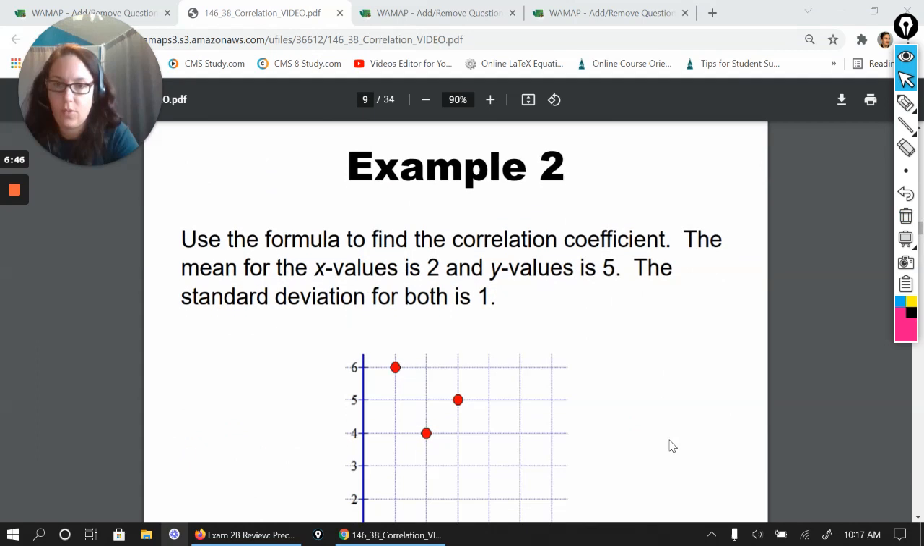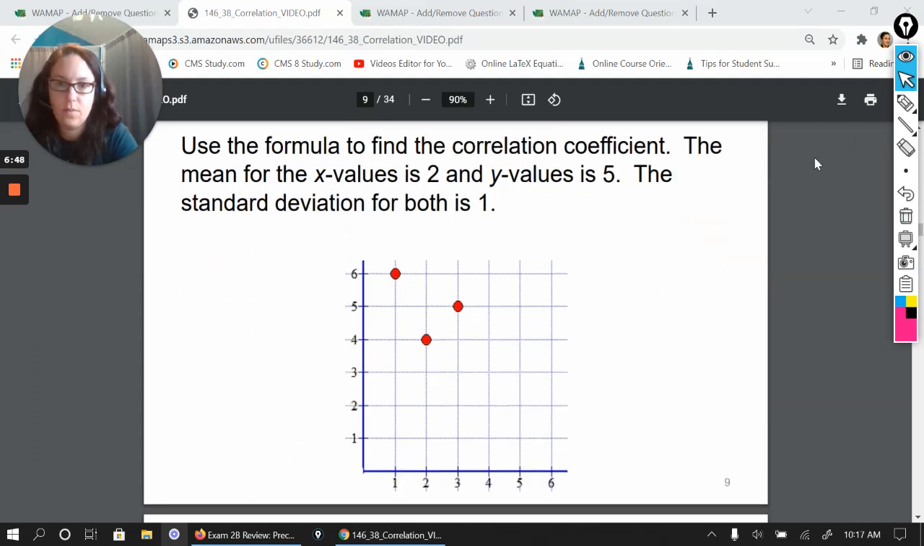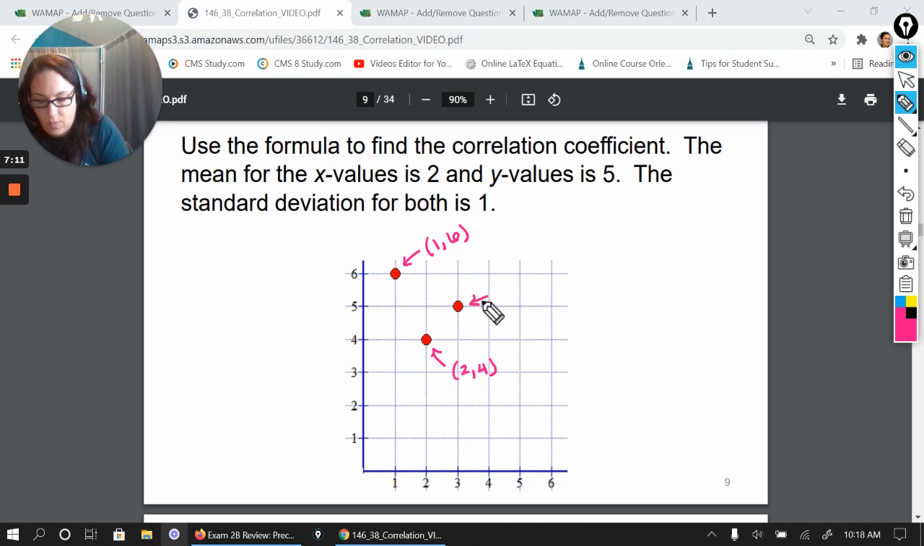Here's example 2. Use the formula to find the correlation coefficient. The mean for the x values is 2, and for the y values is 5. The standard deviation for both is 1. So let's figure out the ordered pairs for each of these points. This first one is 1, 6. The second one is 2, 4. And this third one is 3, 5.